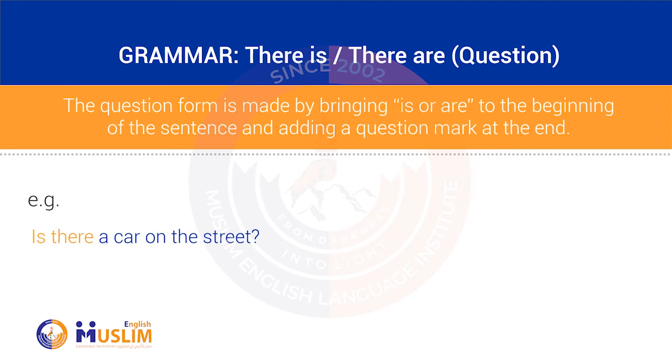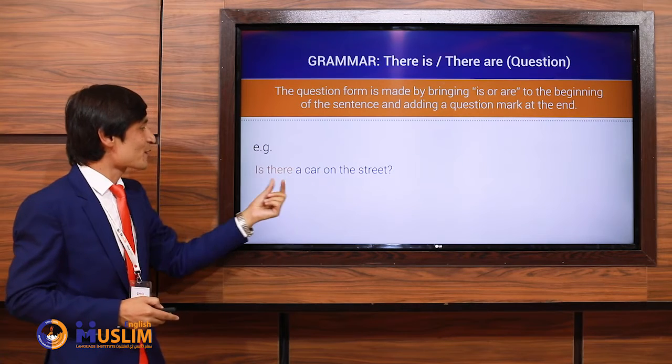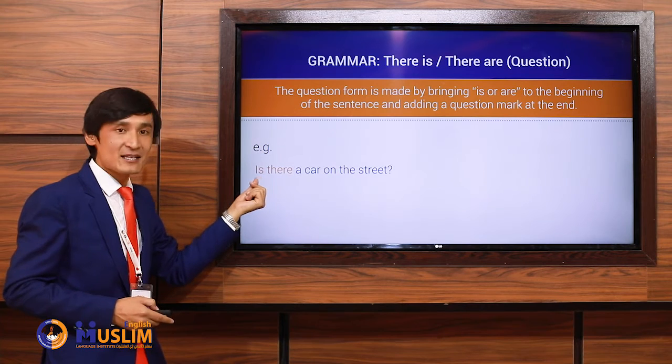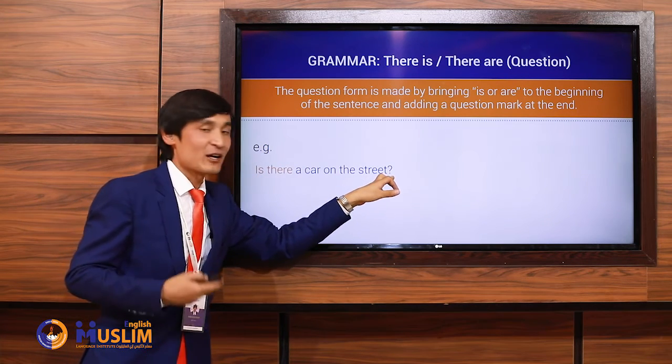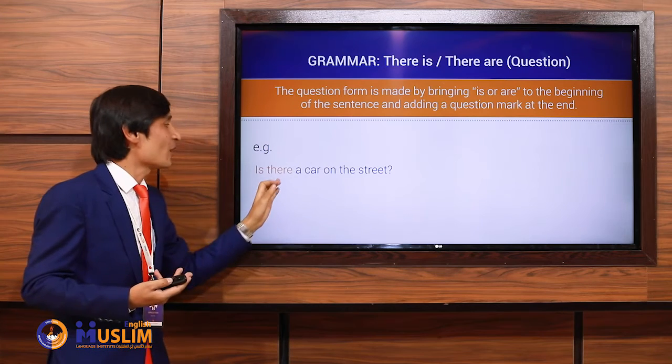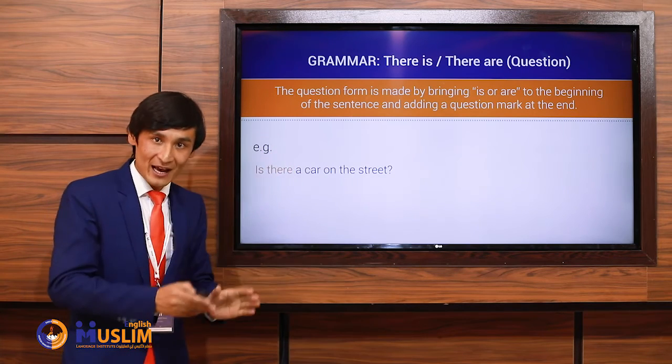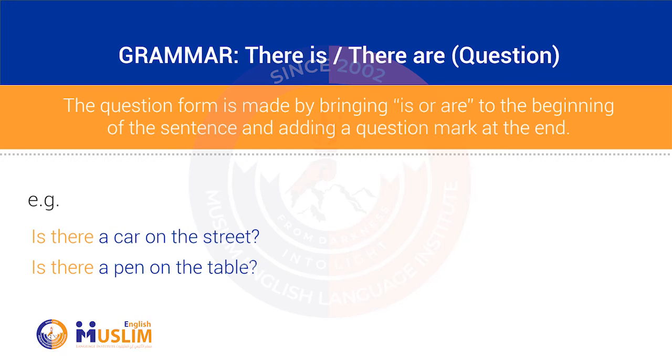For example, is there a car on the street? So, what is the first word in this sentence? Is. What is at the end of the sentence? A question mark. Is there a pen on the table?